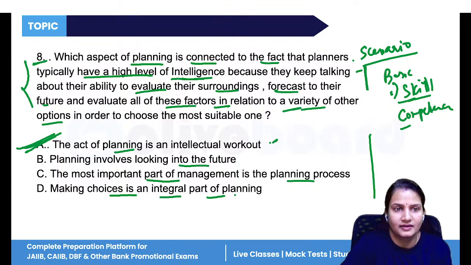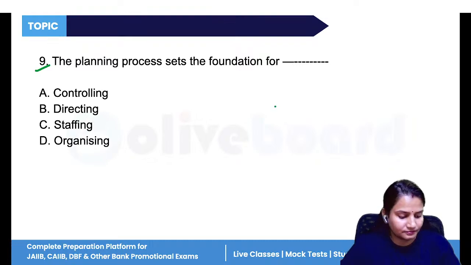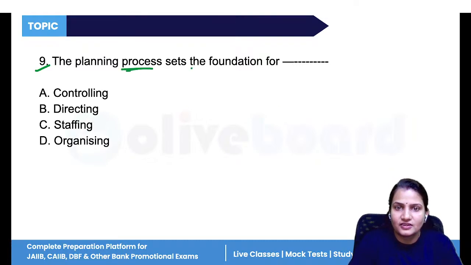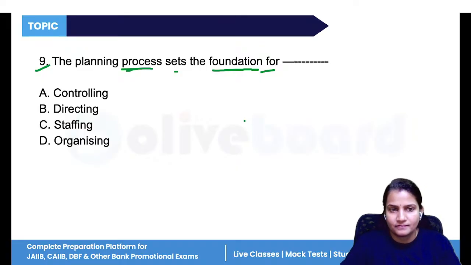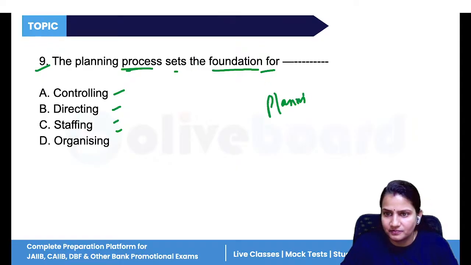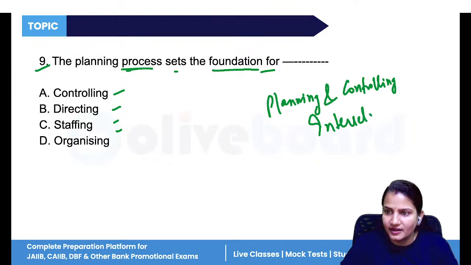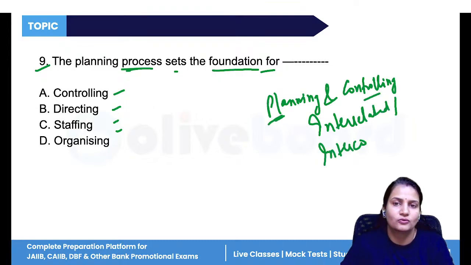Clear? Next, question number 9. The planning process sets the foundation for which function of management? Among all other functions of management, planning is setting the base for which function? We have studied in chapter number 1 that planning and controlling are interrelated to each other. These are interconnected to each other. Without planning, there is no scope for controlling.